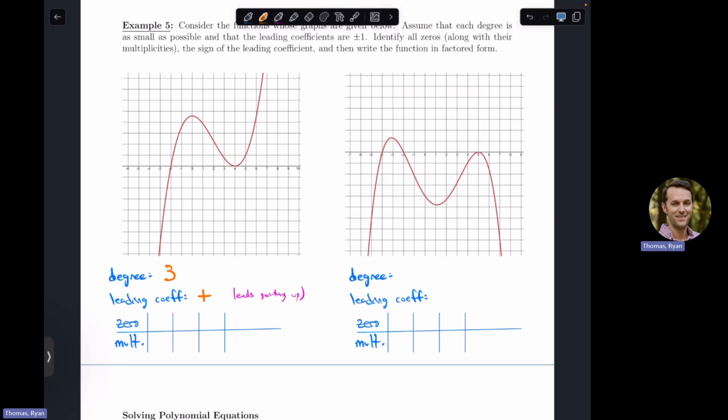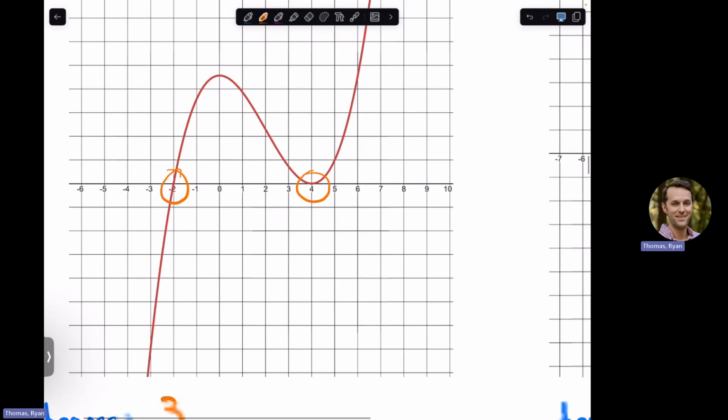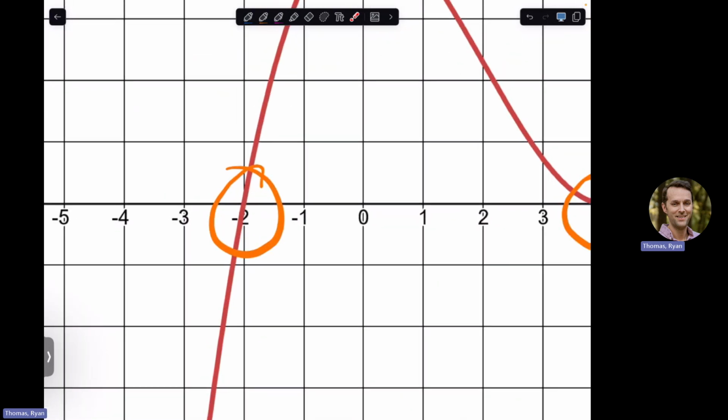Okay, what are these zeros? -2 and 4. I know the copy came out kind of small, but -2 and 4, that's where it intersects the x-axis. Okay, and then the other thing we can say about the zeros is that every zero of a function has an associated multiplicity that tells us something about how the function behaves. So based on what we see here, what's the multiplicity of that 0 at -2?